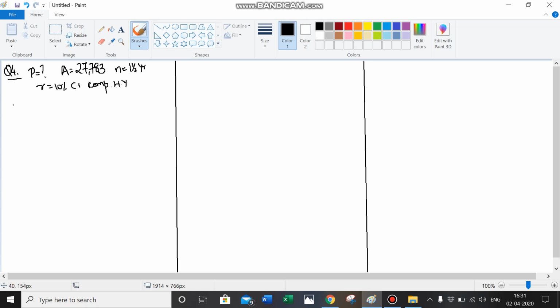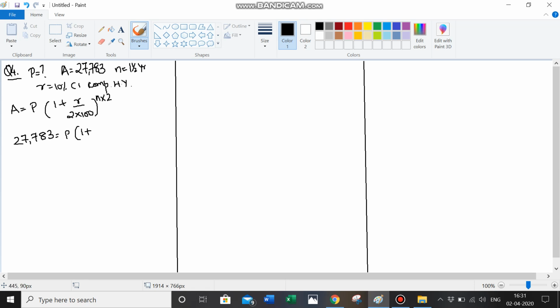So we know the formula A is equal to P times (1 plus R upon 2 into 100) raised to the power N into 2. So let's substitute. 27,783 is equal to P times (1 plus 10 upon 2 into 100) raised to the power N, which is 3 by 2, multiplied with 2.